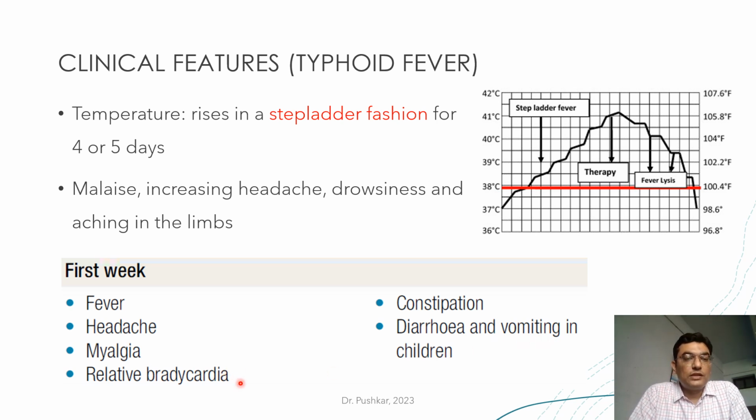One more thing is relative bradycardia. What does it mean? We know that if a patient is in fever, then the heart rate should be higher, but in these patients the heart rate is lower. Although the patient is in fever, still the pulse is often slower. That is why it is known as relative bradycardia. So these are the symptoms in the first week: fever, headache, myalgia, relative bradycardia, constipation in adults, and in children diarrhea and vomiting.